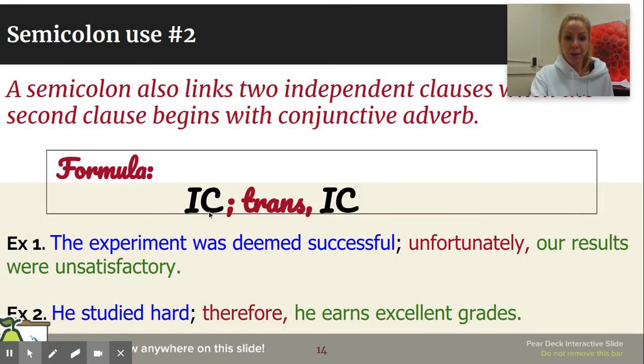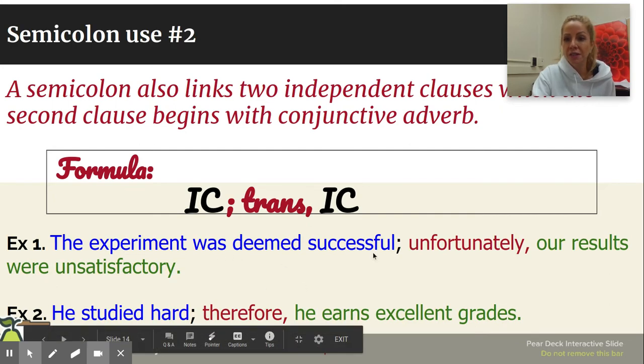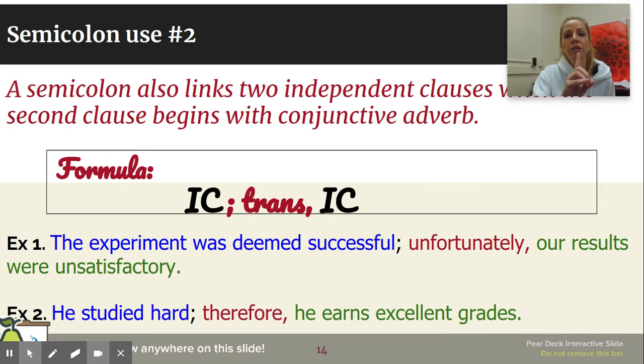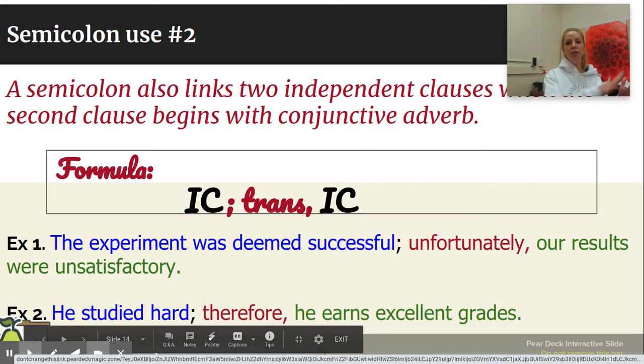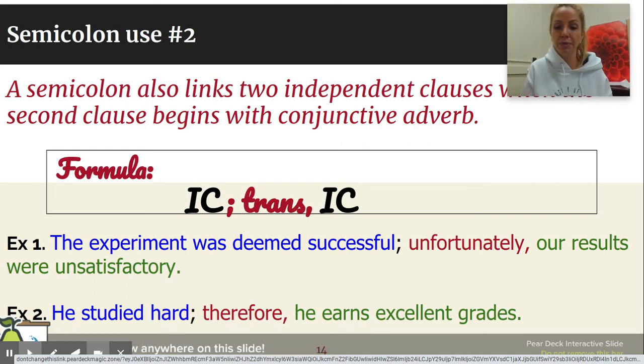So again, the formula: independent clause, semicolon, do not capitalize that transition, comma, and then the second independent clause. So here are some examples. Go ahead and write these down. Example 1 and 2. The experiment was deemed successful. That's my first independent clause, my first complete sentence. Semicolon, don't capitalize that transition. Unfortunately, comma, our results were unsatisfactory. So again, semicolon, transition, comma, next independent clause. Unfortunately is one of those conjunctive adverb transitions that really works well with that semicolon.